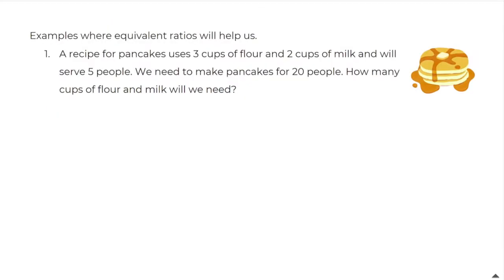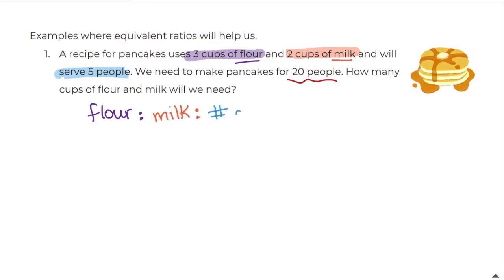Okay, so let's look at some examples where equivalent ratios are going to help us. A recipe for pancakes uses 3 cups of flour and 2 cups of milk, and it will serve 5 people. Now we want to make pancakes for 20 people, so we want to figure out how many cups of flour and milk we will need. So if we write out a ratio, it's going to help us out. So we're looking at cups of flour to cups of milk to the number of people right here.